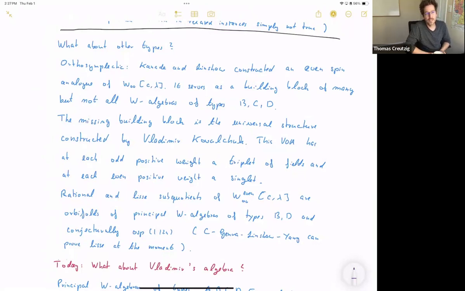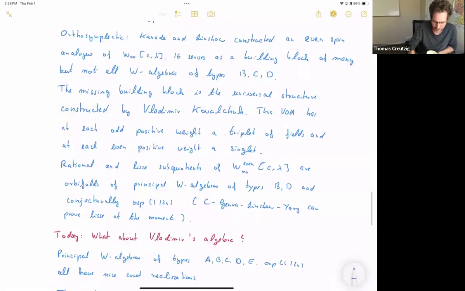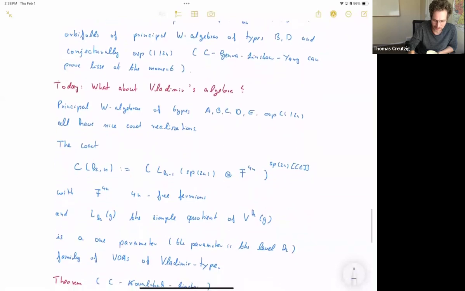But also principal W algebras of OSP(1|2n) are supposed to be rational. And this is something we've been thinking about for quite some time. And at the moment, we have the C2 cofiniteness statement. That's already very good, I would say. And hopefully we can also extend that into rationality. Anyway, the point is even spin already has a bunch of rational results. And the talk today is almost only motivation. Anyway, the question is, what about rational points of Vladimir's algebra?